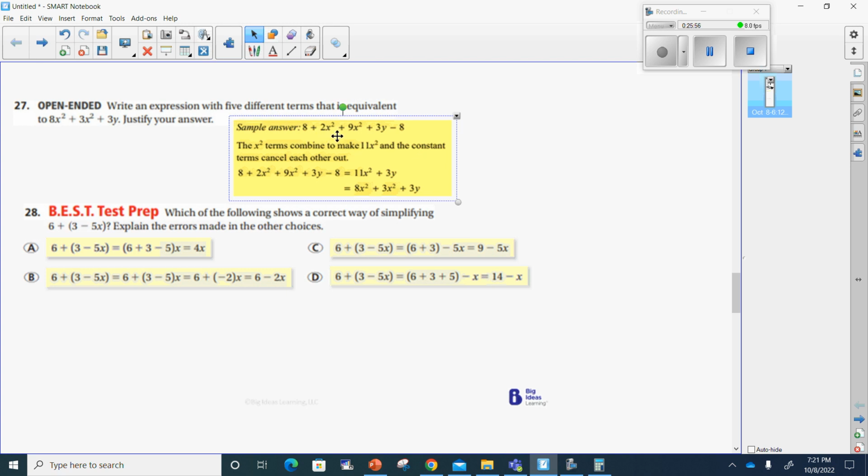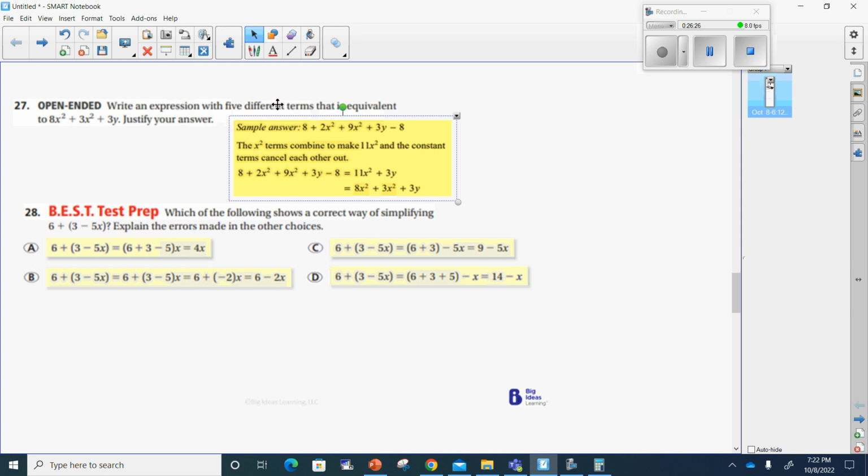They're saying 8 plus 2 times x to the second power plus 9x to the second power. And that makes sense because 2 plus 9 equals 11x to the second power. I'm trying to figure out where they got that from. I got 3 here. Then it says plus 3y minus 8.